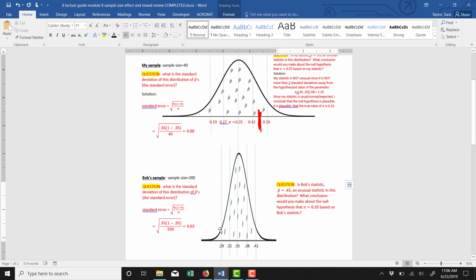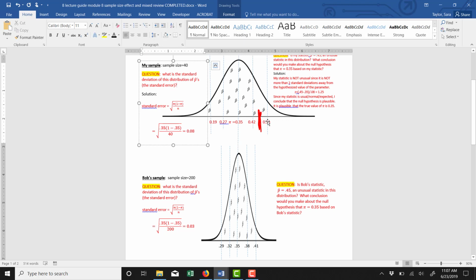Now, 2 standard deviations below is down to 0.29. 2 standard deviations above is up to 0.41. Whereas up here with a sample size of 40, we went all the way down to 0.19 and all the way up to 0.5 to get that normal, usual, expected range of values, 2 standard deviations.